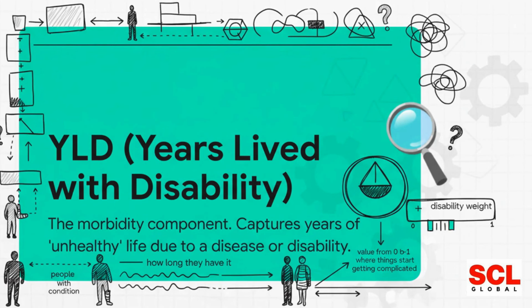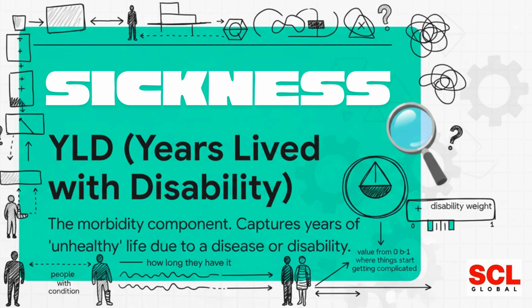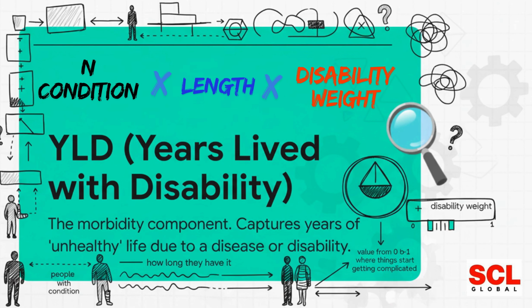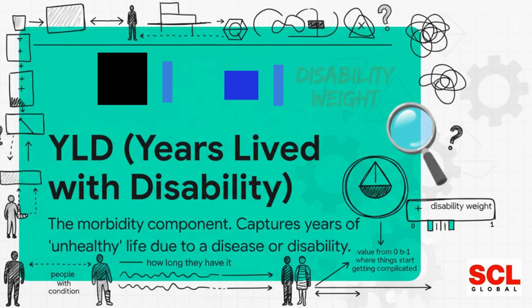Now, the second part is YLD, or years lived with disability. This is the sickness part, the morbidity. It's calculated by taking the number of people who have a condition, multiplying that by how long they have it, and then, and this is key, multiplying that by something called a disability weight. And this weight, this value from 0 to 1, well, this is where things start to get really complicated.